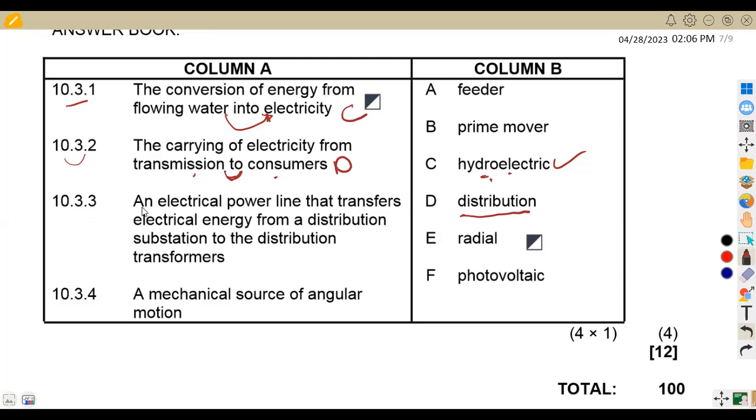Then an electrical power line that transfers electrical energy from the distribution substation to the distribution transformers. What is the electrical power line that is referred to? That is the feeder in this case, which is A. All right. On 10.3.4, a mechanical source of angular motion. What is the source where we have angular motion? This is a prime mover, which is B.